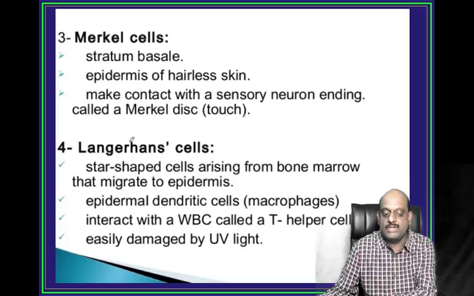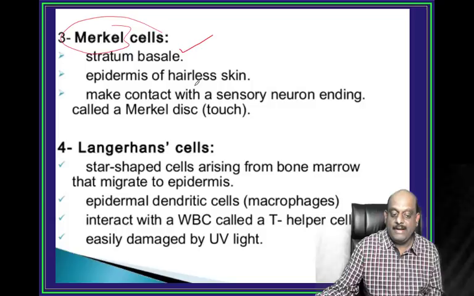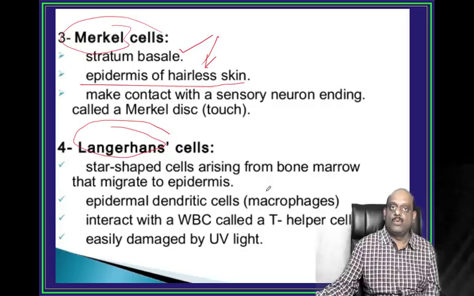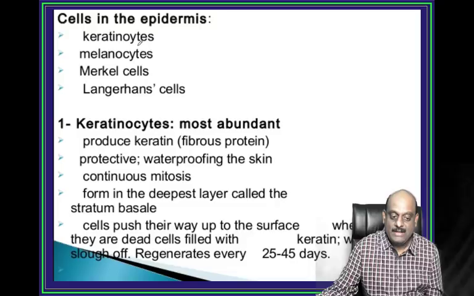Then how about Merkel cells? They are there in the stratum basale and they are in the epidermis of the hairless skin. And they are important for proprioception, touch. Then Langerhans cells, the antigen presenting cells, are formed from the precursors that also form the cells in the bone marrow. Then in the epidermis, what do you have? Keratinocytes, melanocytes, Merkel cells, Langerhans cells.